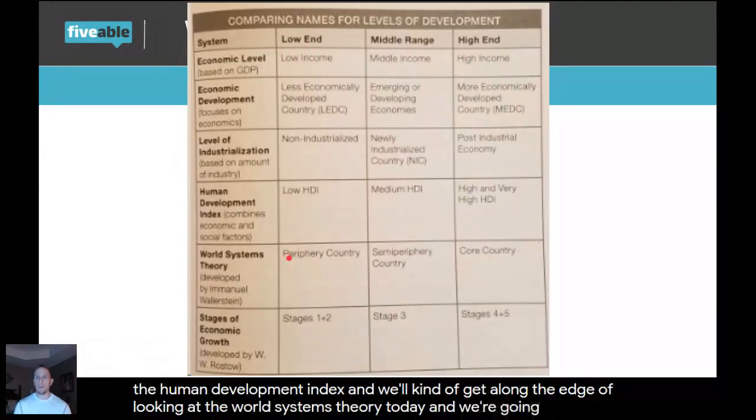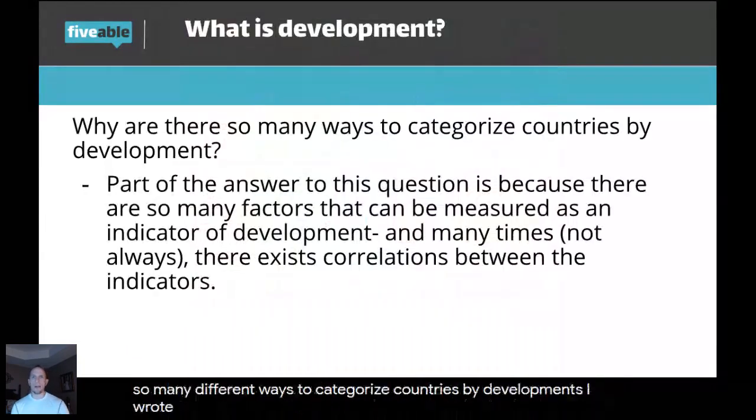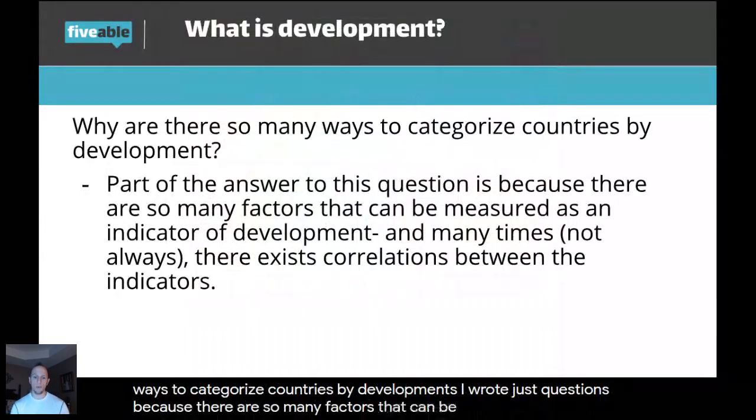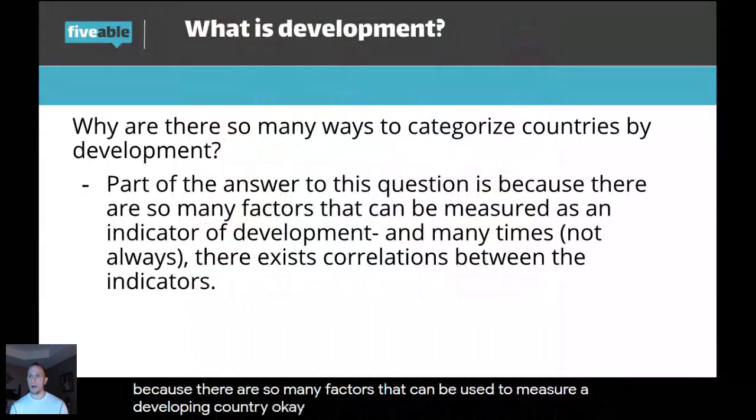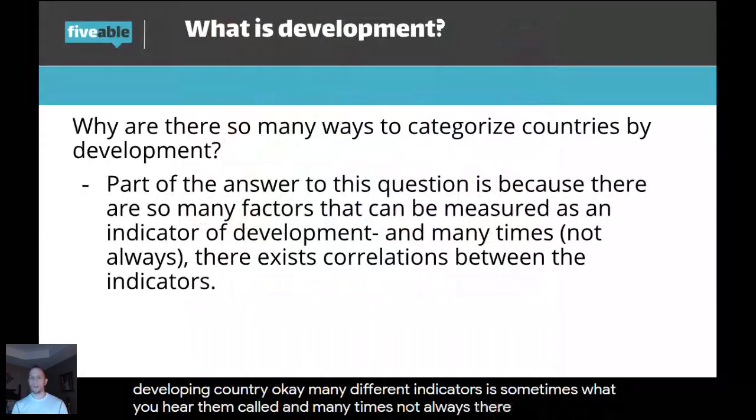So why are there so many different ways to categorize countries by development? I wrote down here, part of the answer to this question is because there are so many factors that can be used to measure a developing country. Many different indicators is sometimes what you'll hear them called, and many times, not always, there exist correlations between the two.